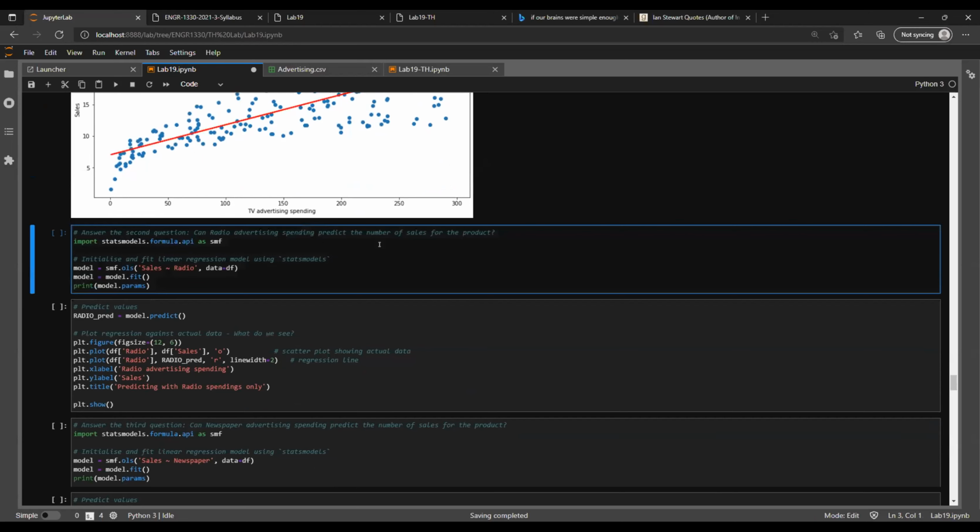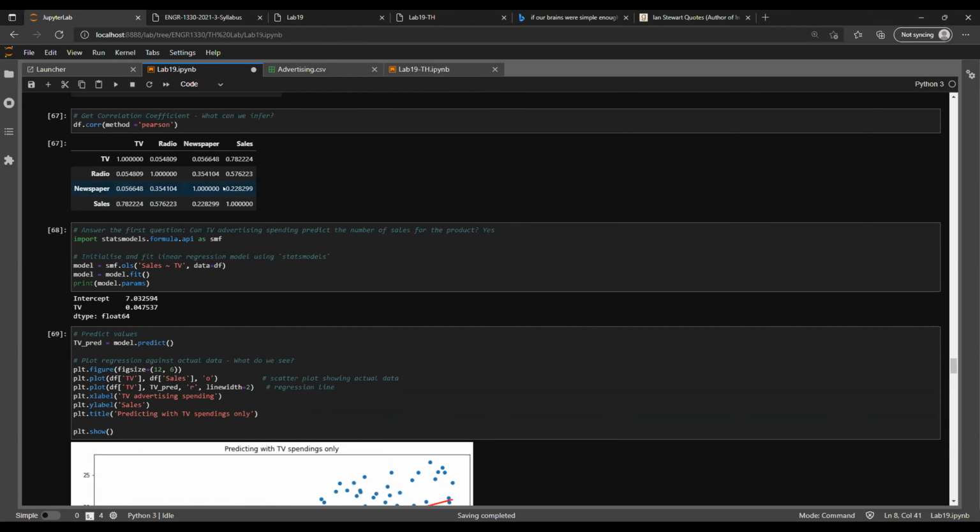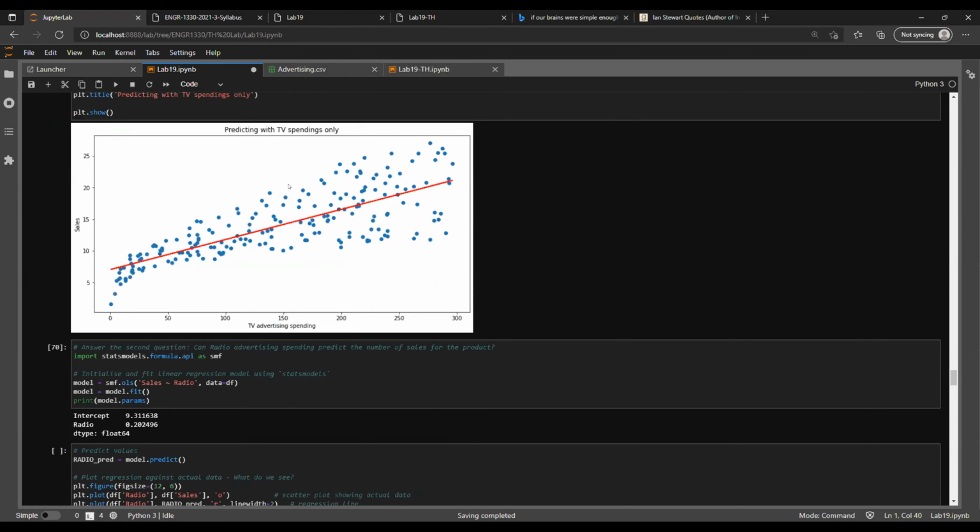How about using the radio advertising? Remember, the correlation between radio and sales is 0.56. So if we consider 0 to be completely random and 1 to be perfectly correlated, we'll call 0.5 halfway between there. It's on the correlated side of halfway, not by much. Let's see what it looks like.